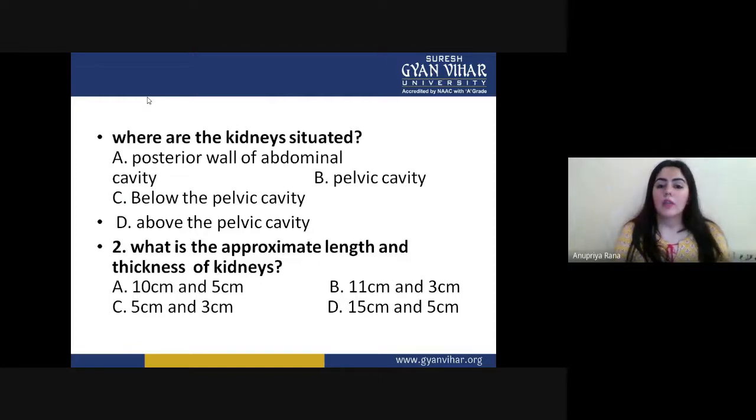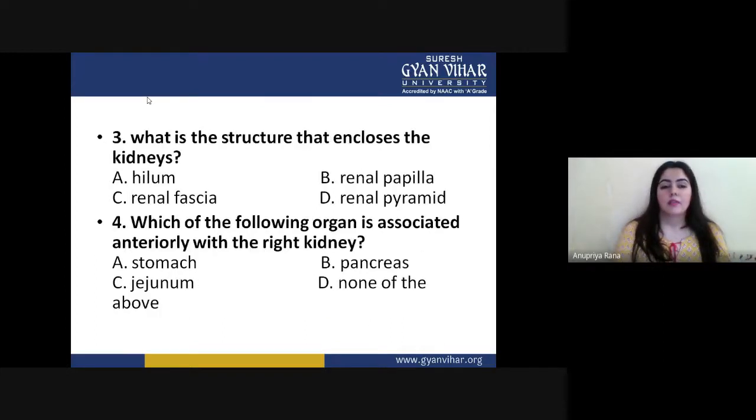And now you have to go through some questions. After answering these questions, you will be able to know whether you got something or not. So where are the kidneys situated? That's the very first question. What is the approximate length and thickness of the kidney? You can answer that. What is the structure that encloses the kidney? Okay, so the covering of the kidney. I told you that in the second slide.